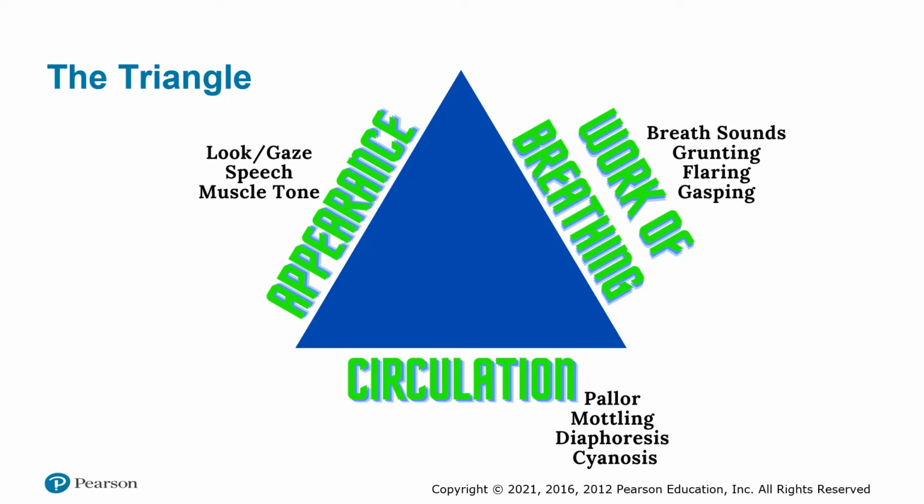Okay, and then circulation. So we're going to look at their color. So color, their pallor, which is like a pale grayish tone. Mottling. Mottling is blotchy red spots that kind of indicate blood pooling. Are they diaphoretic? Are they sweating a lot? Do they have cyanosis? All of those things go into this triangle, and this triangle helps you determine whether or not your patient is sick or not sick. Again, 30 to 60 seconds, you should be able to tell where your patient's at.